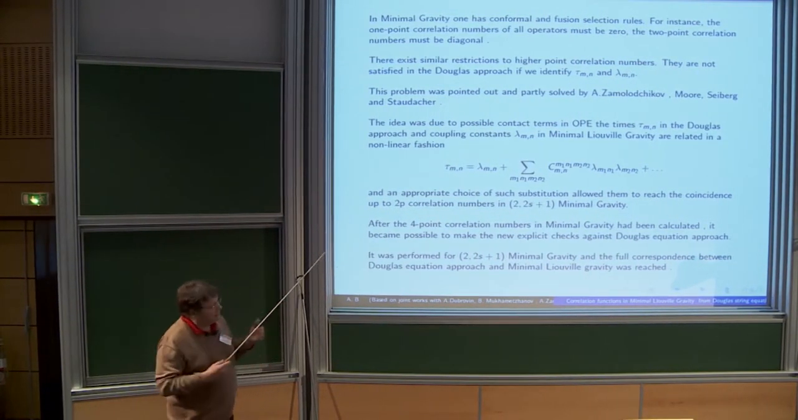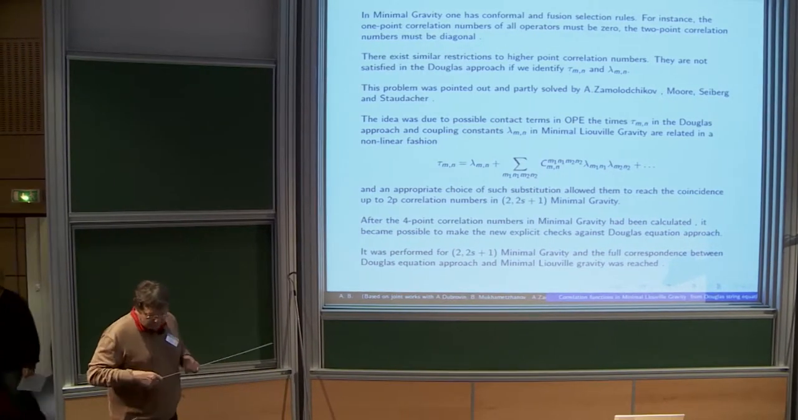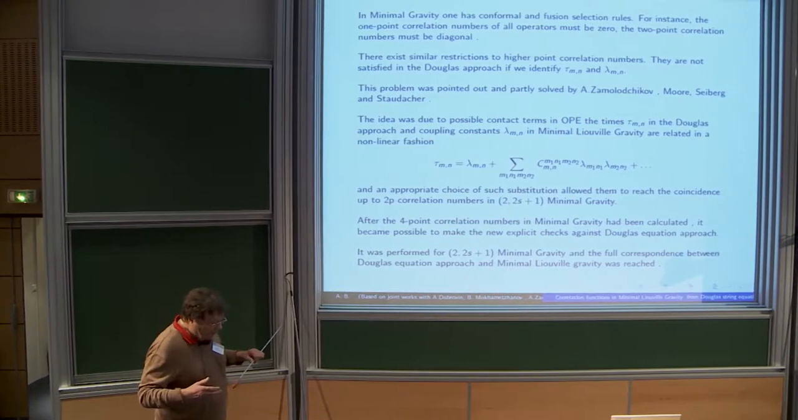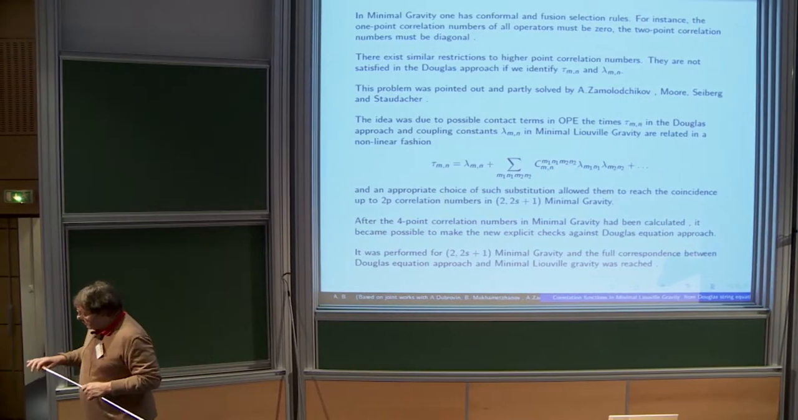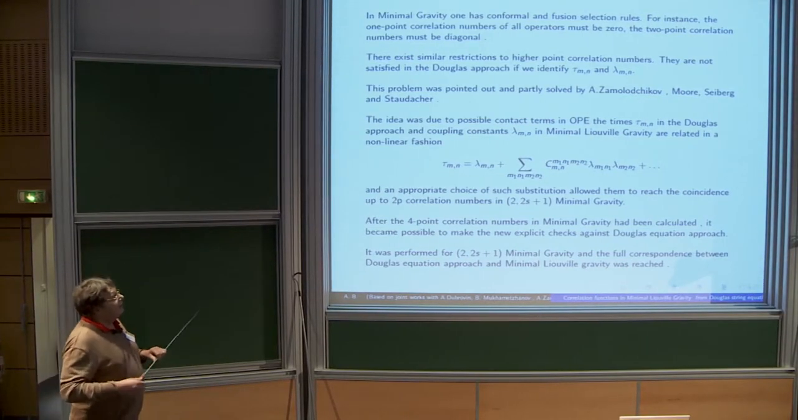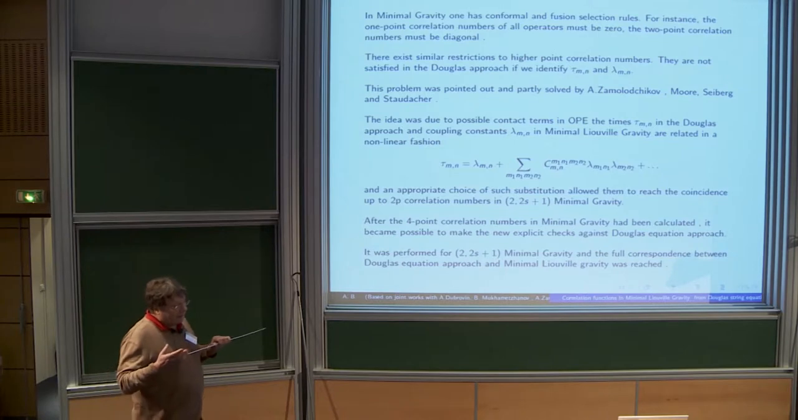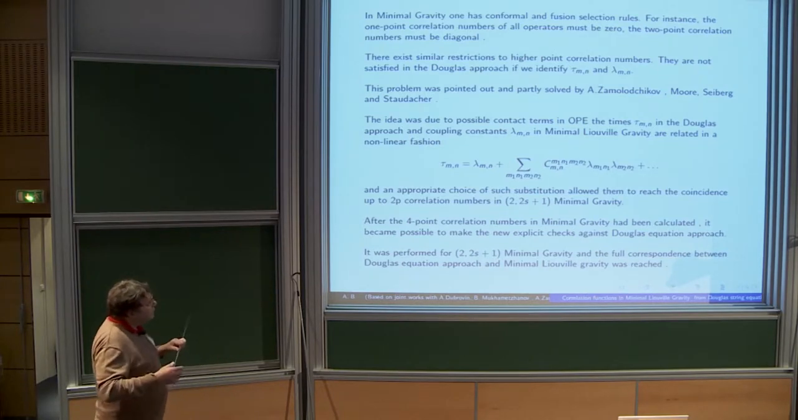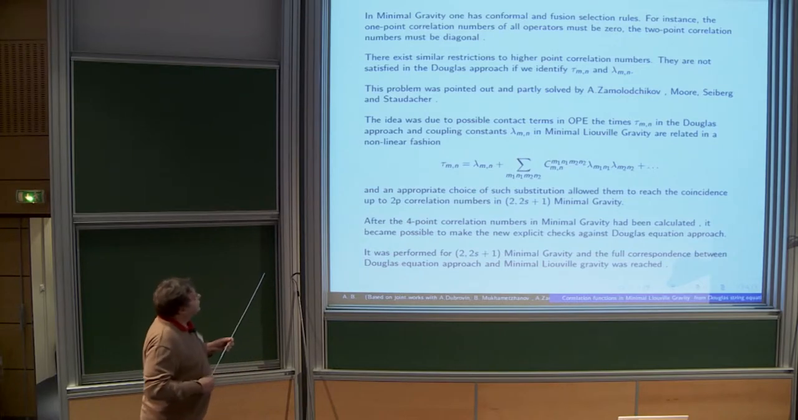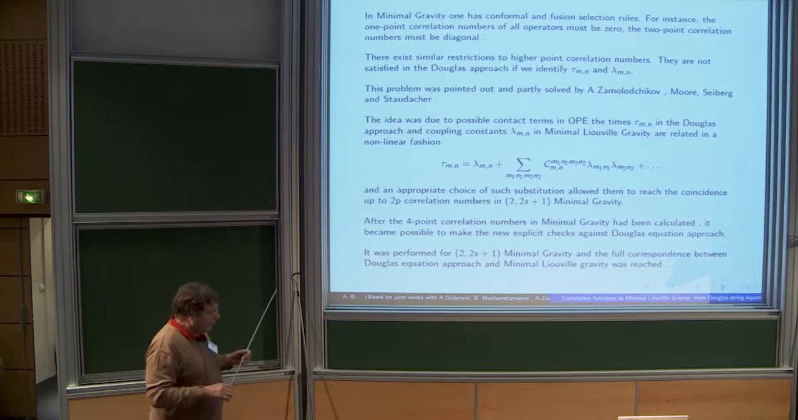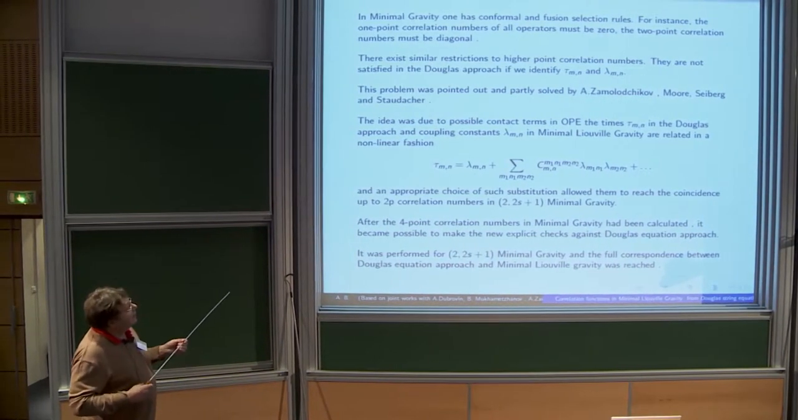So the problem is whether it is possible to use the Douglas approach. I mean, it's possible to conjecture that the correlation numbers and the generating function satisfy the Douglas string equation, but the correlation numbers have restrictions which follow from the minimal model of conformal field theory. The idea to reach fulfillment of the selection rules is the following.